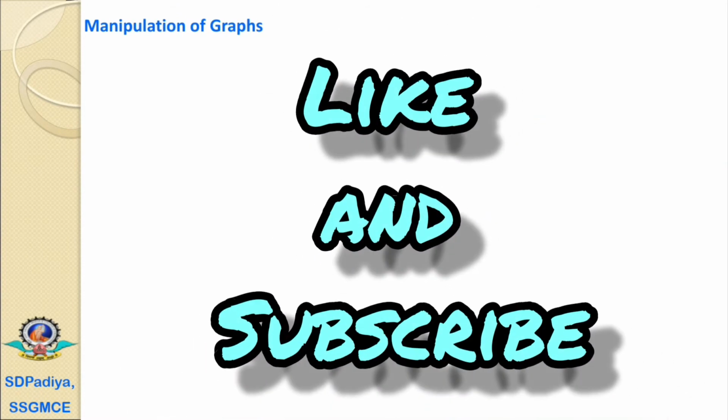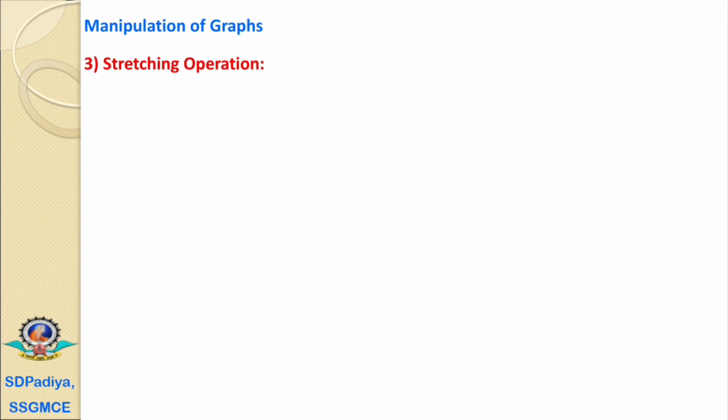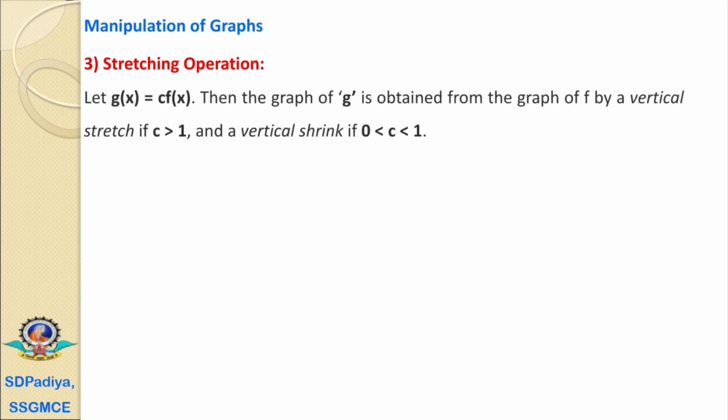Now we'll move towards the third possible operation to be performed on a graph, that is a stretching operation. If we have any graph g of x equal to c times f of x, that is we are performing the multiplication of a graph with a constant value c, then the graph of g is obtained from the graph of f by a vertical stretch if c is greater than 1 and a vertical shrink if c is between 0 and 1.